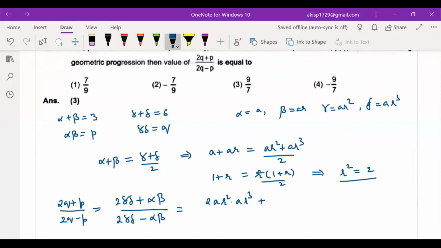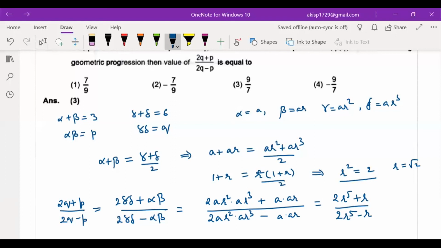Alpha beta is nothing but a into ar. Similarly, the denominator is 2a r square into ar cube minus a into ar. So you can see that we get rid of all the a's, and this is just 2r to the power 5 plus r by 2r to the power 5 minus r. And we already know the value of r is root 2. It's plus or minus root 2, but we can substitute in here. This r will also cancel out. So this is just 2r fourth plus 1 by 2r fourth minus 1. We can write r fourth directly as 4. So it is 2 times 4, that is 8 plus 1, 9 by 8 minus 1, that is 7. That is 9 by 7, that is option 3, as we have already seen.